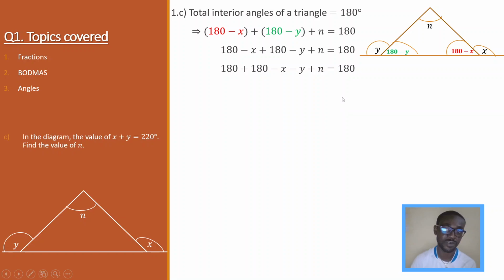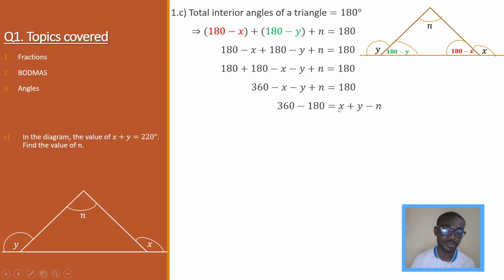So let's simplify further. So we add the 180 plus 180, and that will give us 360. 180 plus 180 is going to give us 360. You see, we haven't done anything extraordinary here. We are just simplifying. So we are taking it step by step. So let's move to the next step.